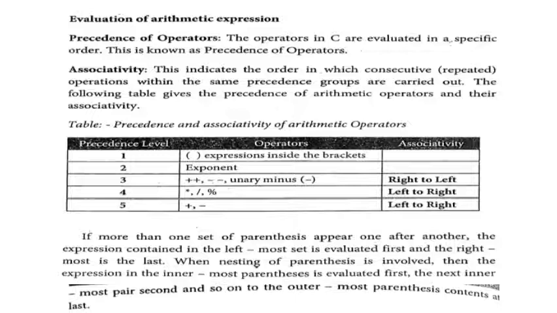Precedence level. For example, the first is the parentheses operator, expressions inside the brackets. The second one is exponent. The third one is plus plus, minus minus, unary minus. The associativity is right to left. Then, if we face the asterisk symbol, or multiplication symbol, the division symbol, or the modulus symbol, the associativity is left to right. Then plus and minus, also left to right.